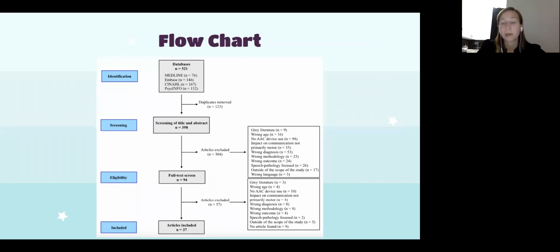So these were gray literature, the wrong age, no AAC device use, if the impact on communication was not primarily motor, if it was the wrong diagnosis, the wrong methodology, the wrong outcome, if the paper was speech pathology focused, or if it was outside the scope of our study, or finally, if the language was not either English or French. On the second step, where we further excluded other papers, the only criteria that we added was no article found, which kind of speaks for itself.